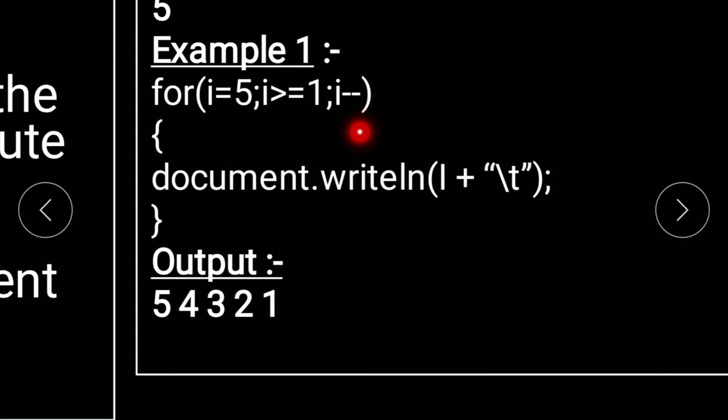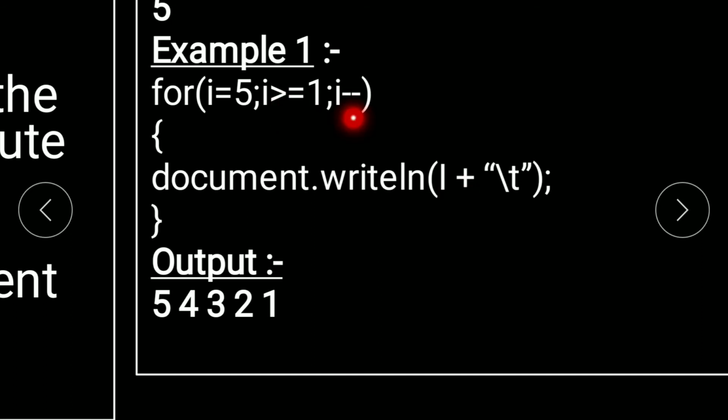So i becomes 4 now. Then condition checks that 4 is greater than or equal to 1. Yes, it is true. Then it prints value of i, that is 4. Then control goes to i minus minus, that is 3. It checks that 3 is greater than or equal to 1. Yes, it prints the 3. Then decrementation, that is i equals now 2. It will check that 2 is greater than or equal to 1. Yes, that condition is true. Then it will print the value 2.